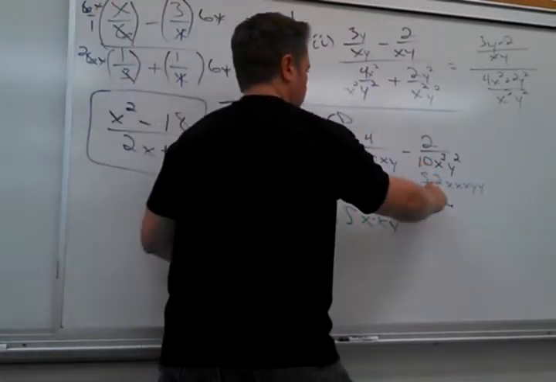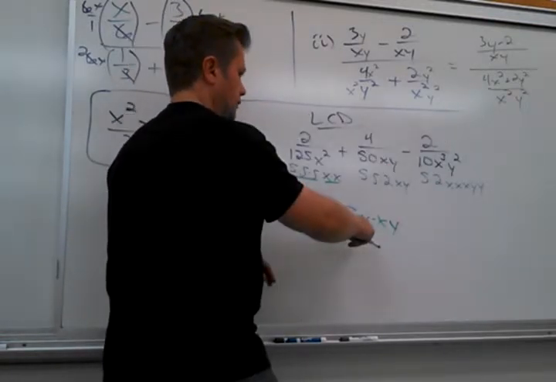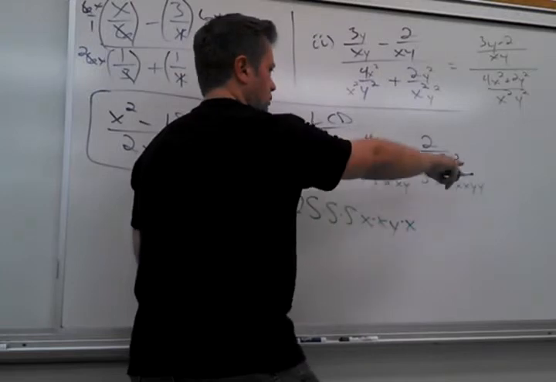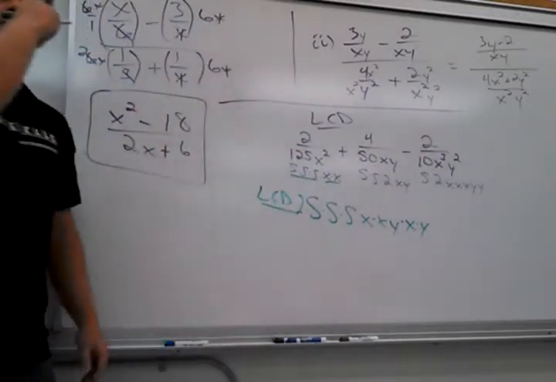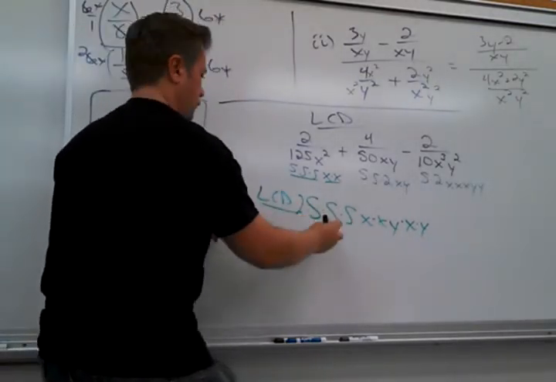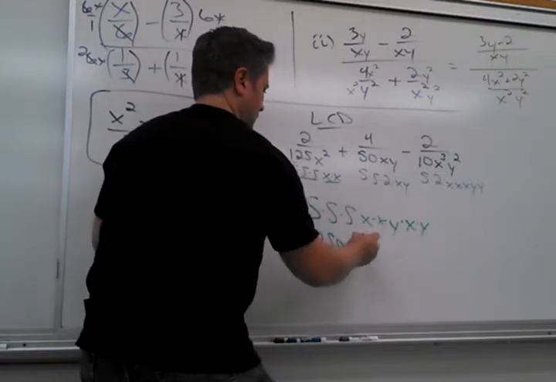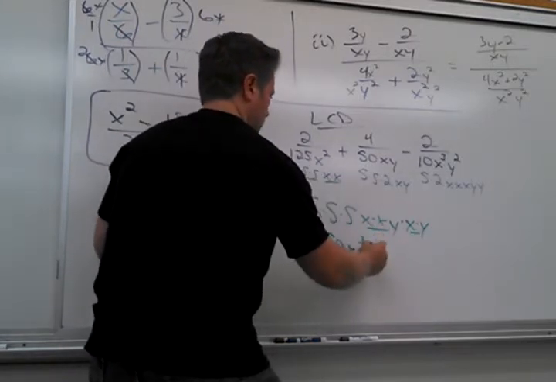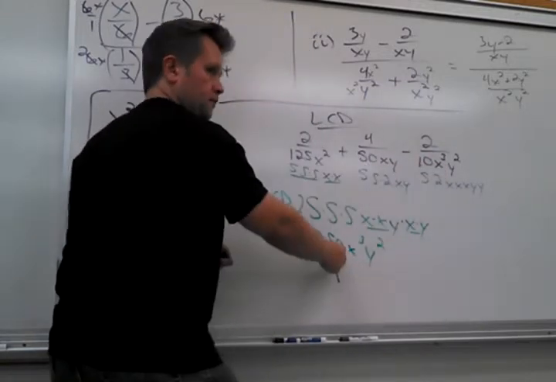Then I moved to the next one. I need a 5 and a 2. Got it. I need 3 x's. Do I have 3 x's? No. Let me give myself another x. Do I have 2 y's? No. Give myself another. That's the LCD. So what is that? 125 times 2 is 250, times x cubed y squared. That has that whole thing in it, right? Yes.